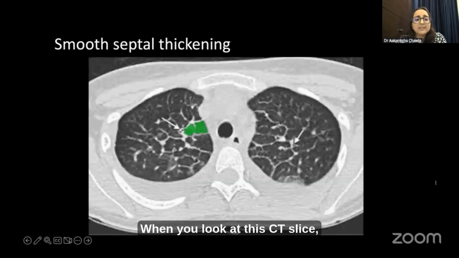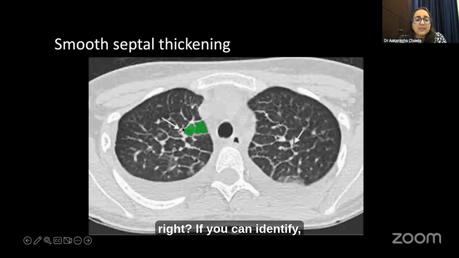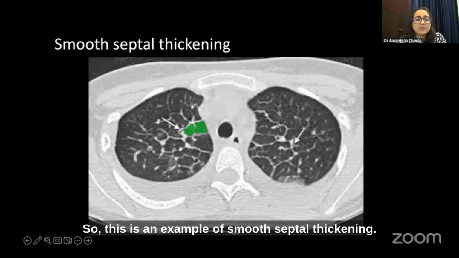When you look at this CT slice, you can see that there is a secondary lobule, right? Now, in this lobule, you can see that the thickening of your septa is smooth, right? If you can identify, this is relatively smoother. So this is an example of smooth septal thickening.